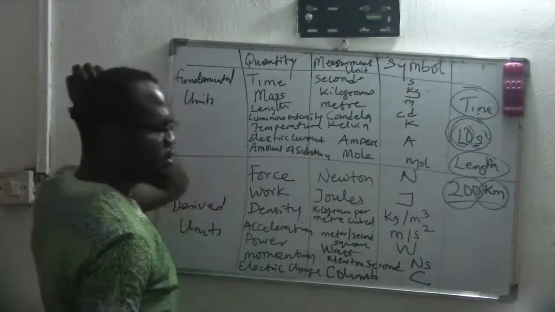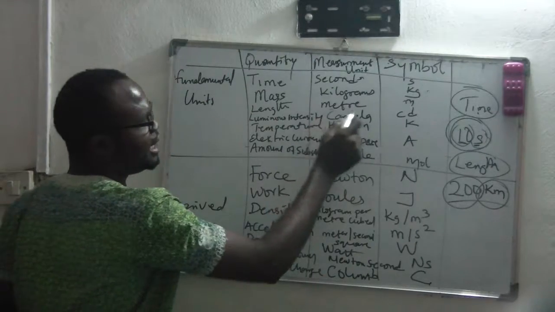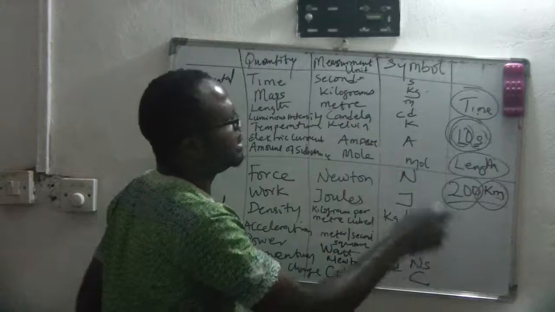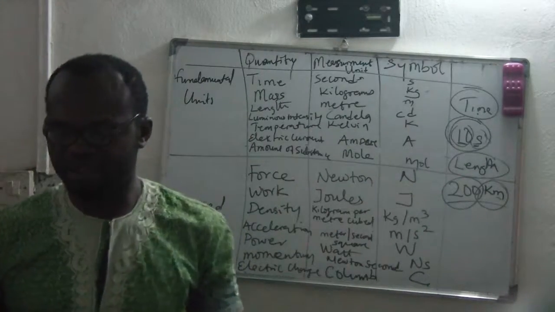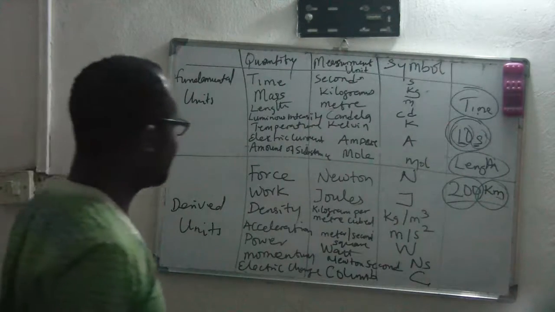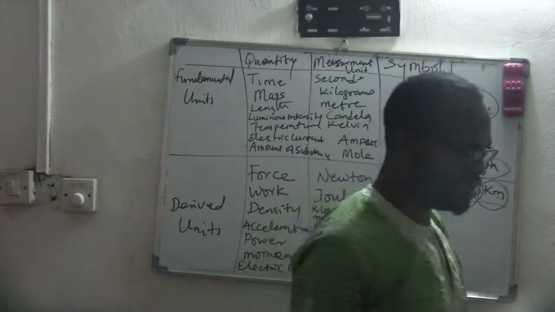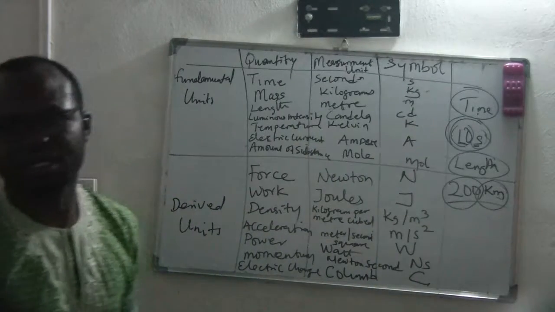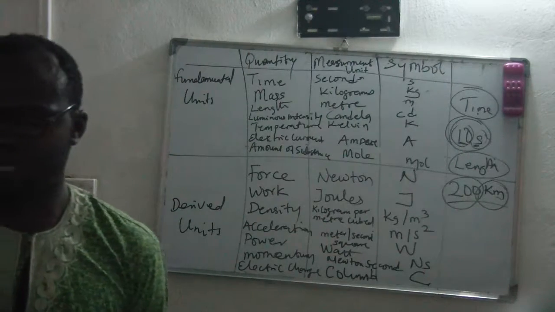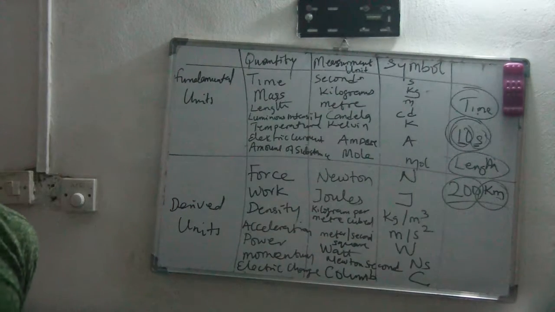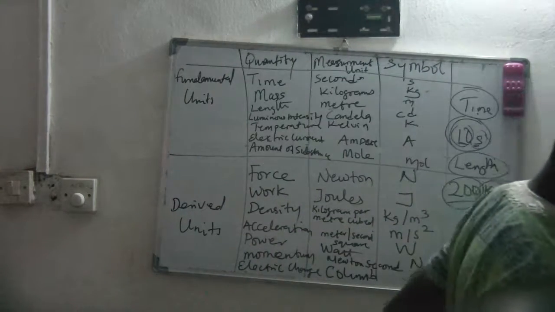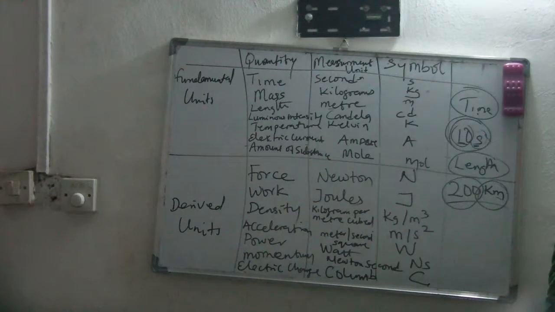You understand? Meter and kilometer are similar, except that one is the multiple of the other one. So finish copying so that I can show the relationship between kilometer and meter. 1,000 meter is equal to 1 kilometer. So both of them are representing length, but in different ways.